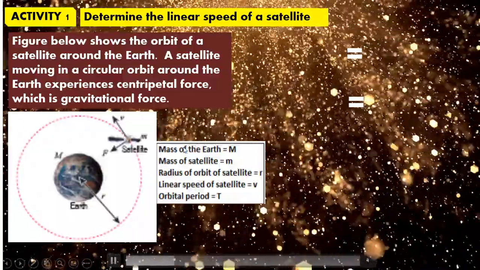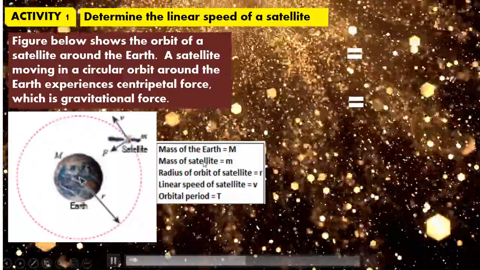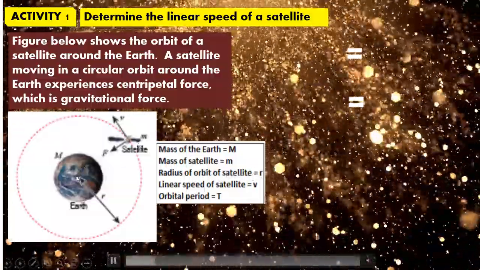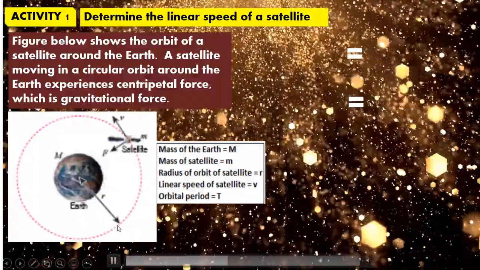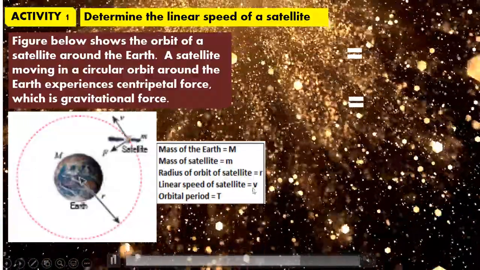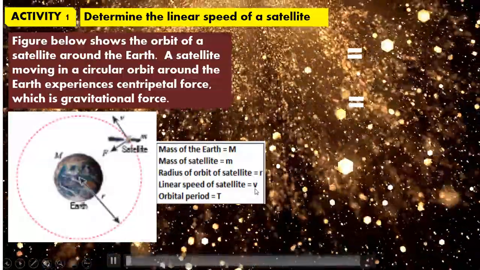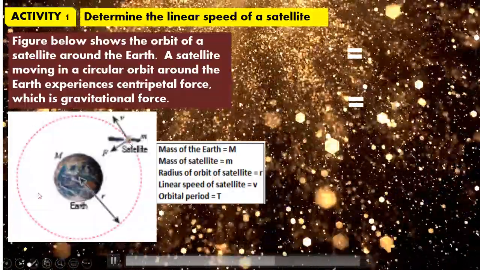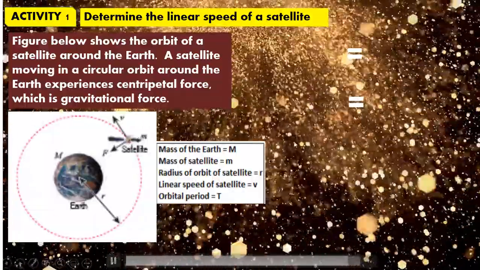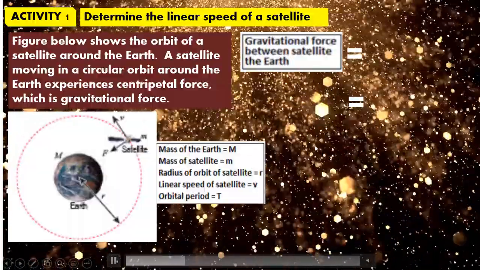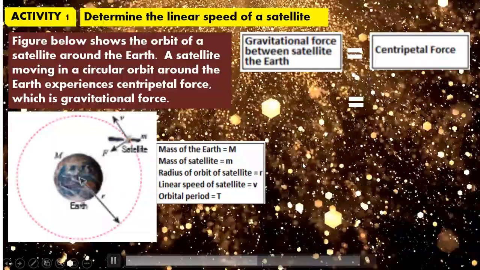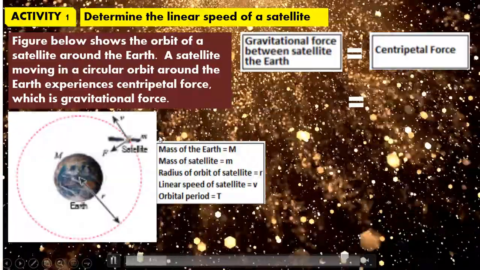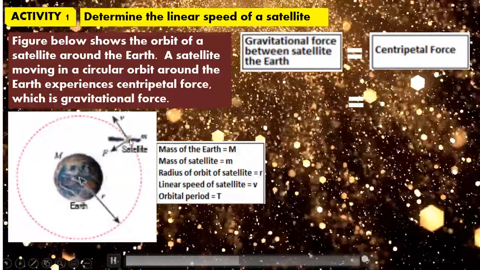The data given is: mass of the Earth is big M, mass of satellite is small m, radius of orbit of satellite equals r. So this is the radius from the center of the Earth to the location of the satellite. Linear speed of the satellite equals v, and the orbital period equals T. Orbital period means the time taken to complete one orbit of the Earth. Now, gravitational force between satellite and the Earth equals centripetal force. This is the force which makes the satellite move around, what we call centripetal force.